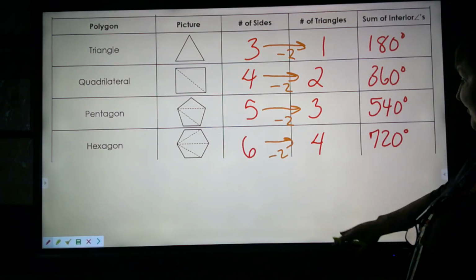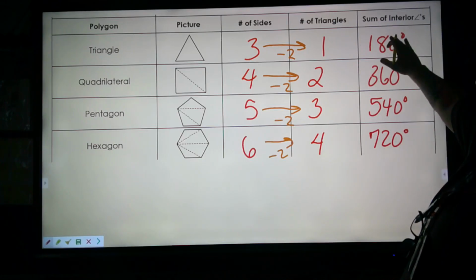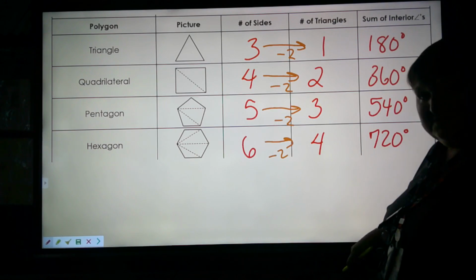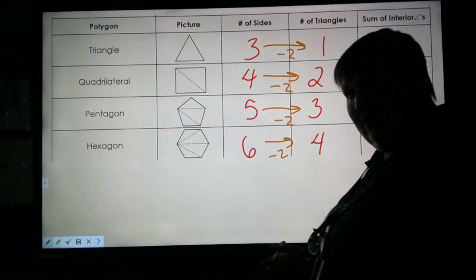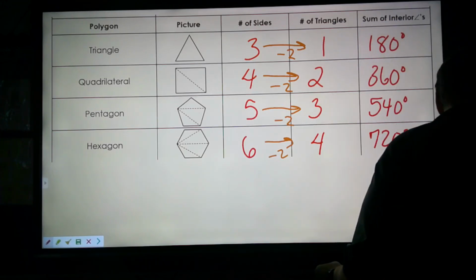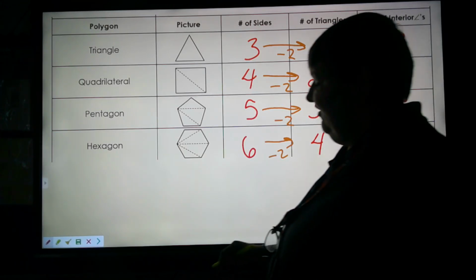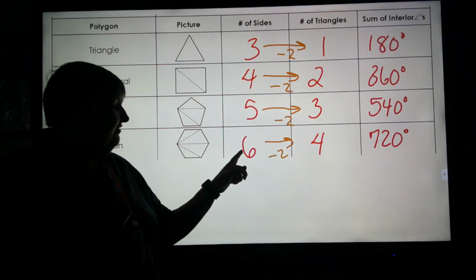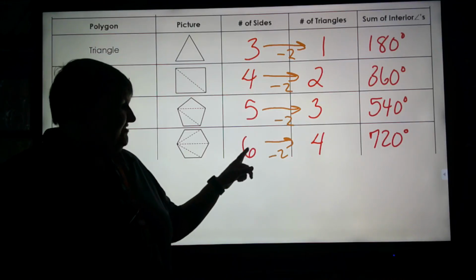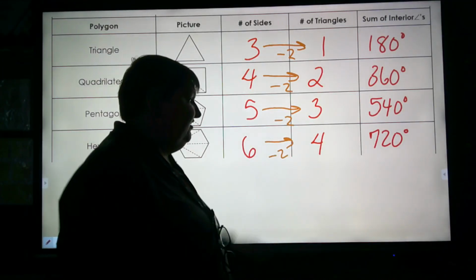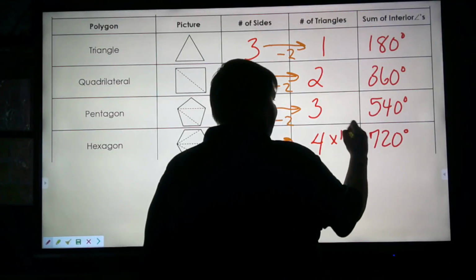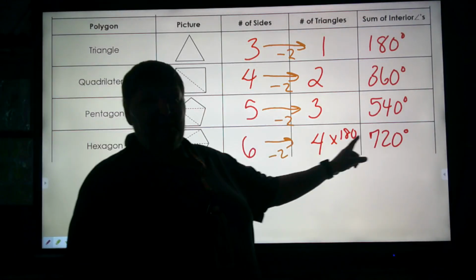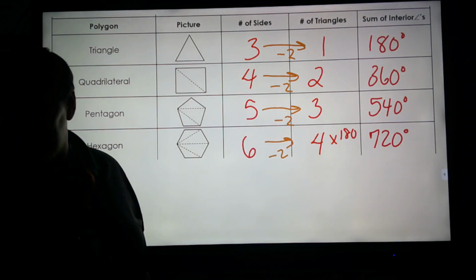And whatever the number of triangles is, you should multiply it by 180, and that should give you your sum of interior angles. If you did it wrong, figure out what you did wrong, do it again. Alright? So, based on this pattern, number of sides minus 2 gives us triangles. Number of triangles times 180 gives us the sum of the interior angles. Based on this pattern, we can create a formula.